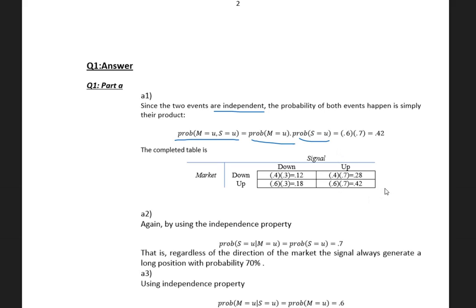For example, to fill in this cell, the probability that the market is up and the signal is up, we simply multiply each separate probability together and we obtain 42%. As another example, the probability that the market is down and the signal is also down is 40% times 30%, which is 12%, and so on.